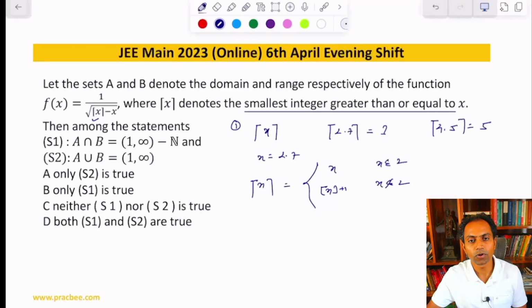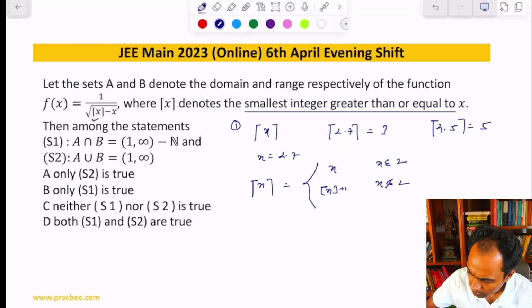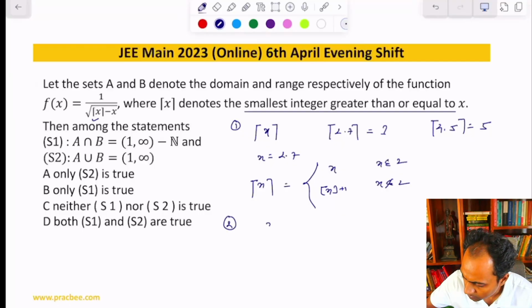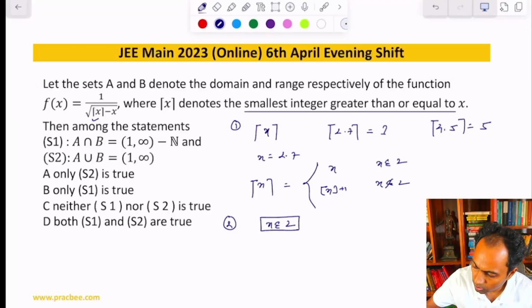Now why is this important? You will see this in a minute. Now what will happen is, if I do this question, you can see that if x becomes equal to an integer, the denominator will become 0. This denominator will become 0, so this can't happen. So in the domain, this becomes my domain.